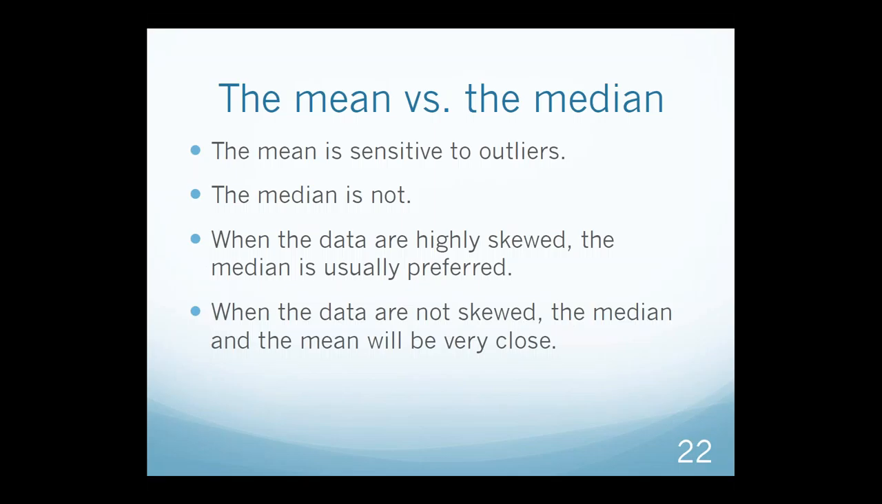So when the data is highly skewed, when the data is really asymmetric, we want to use the median. But when the data are not skewed, the median and mean will be very close. So you can use either of them.